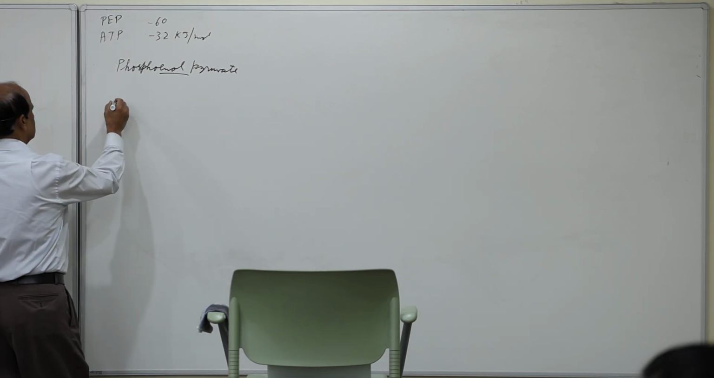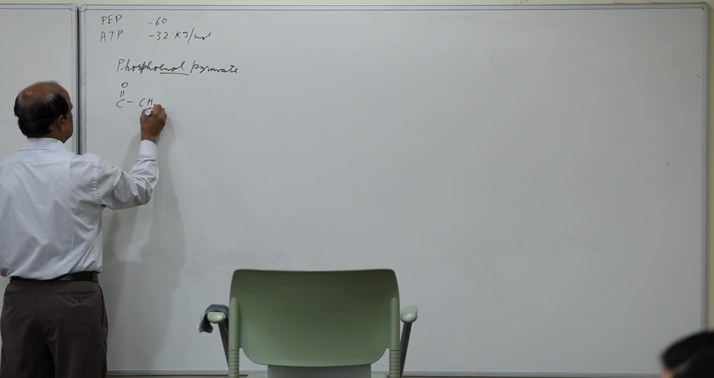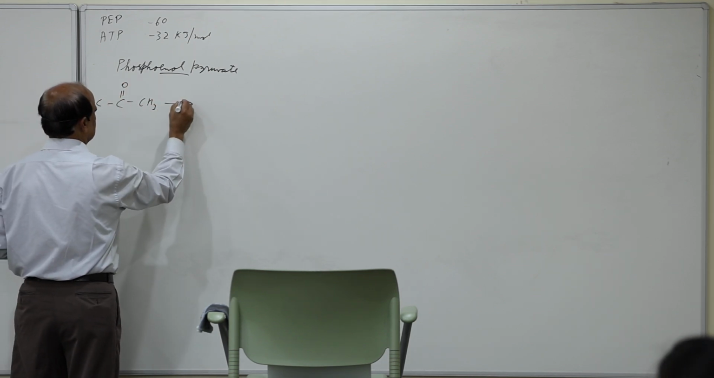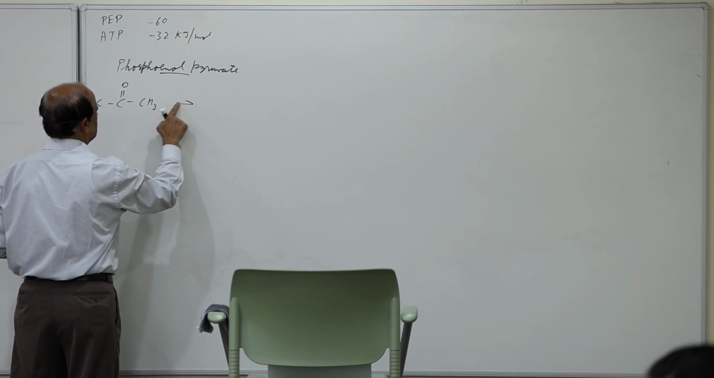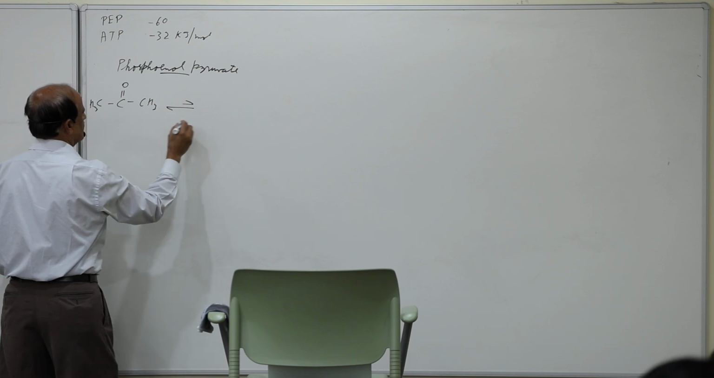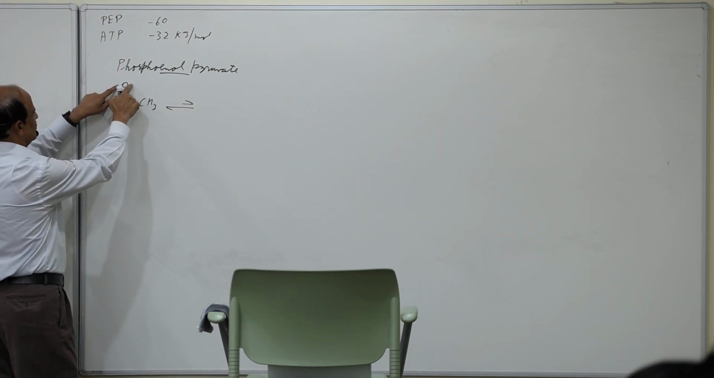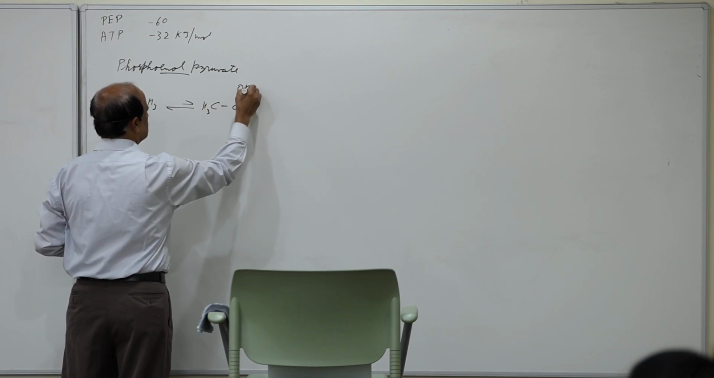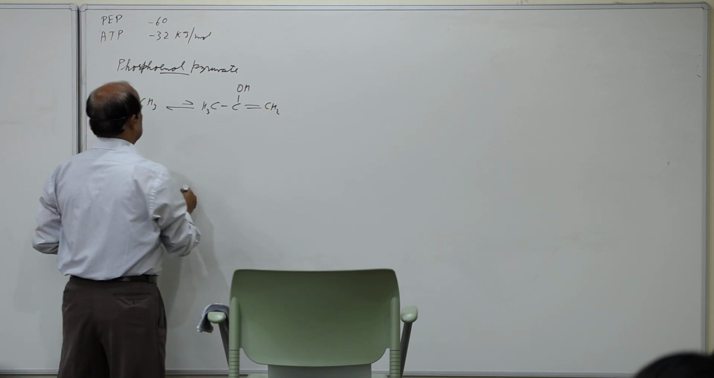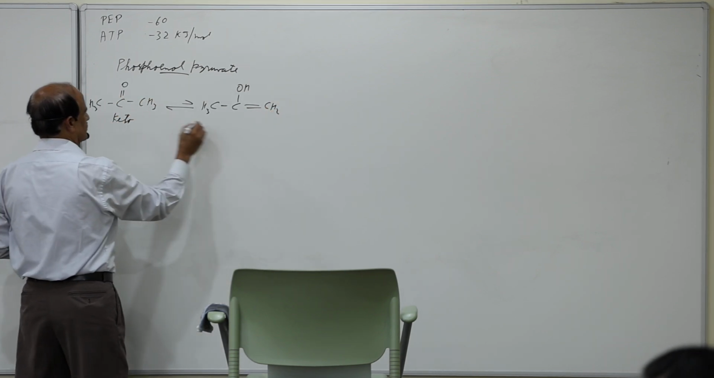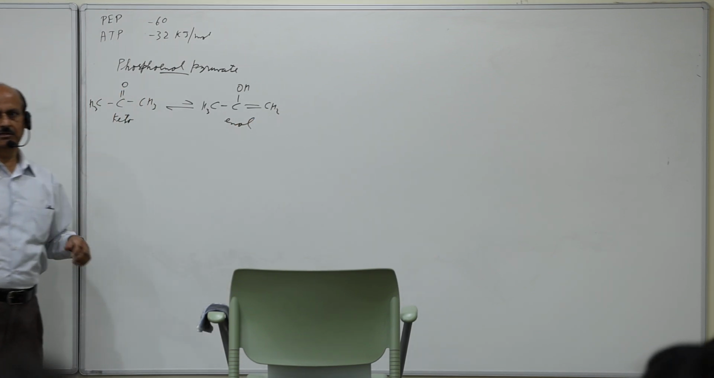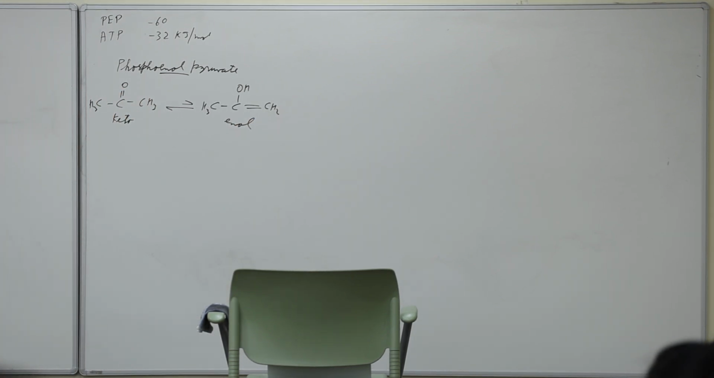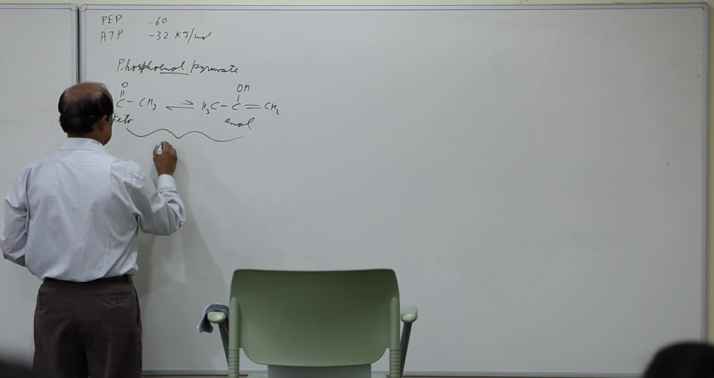So all ketones, for example acetone, are in equilibrium with the enol form. That means you put an OH here and the double bond comes here. So this is the keto form, this is the enol form, and they are always in equilibrium. All ketones are in equilibrium with the enol, and this is called the keto-enol tautomerism. And these are called the tautomers.